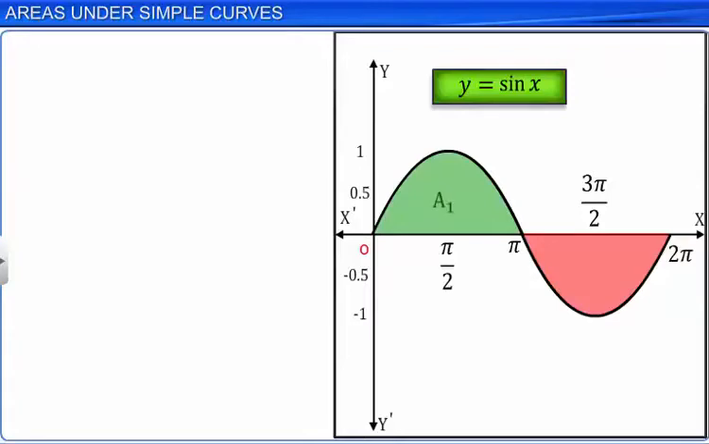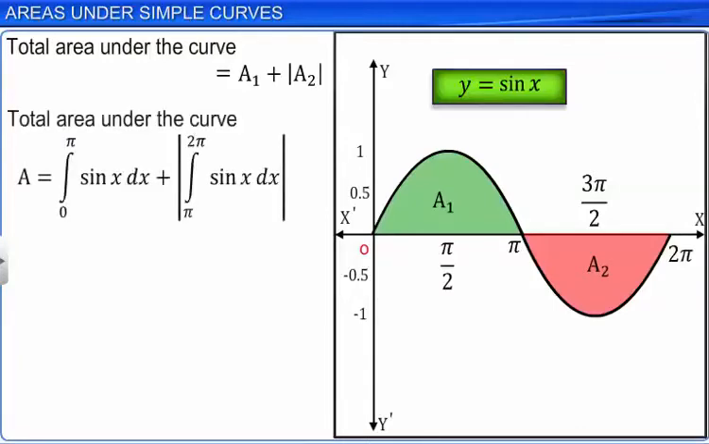Now, A1 is equal to the integral of sine x dx from 0 to pi, and A2 is equal to the integral of sine x dx from pi to 2 pi. The area can be calculated as shown. This gives the area between the curve and the x-axis equal to 4 square units.